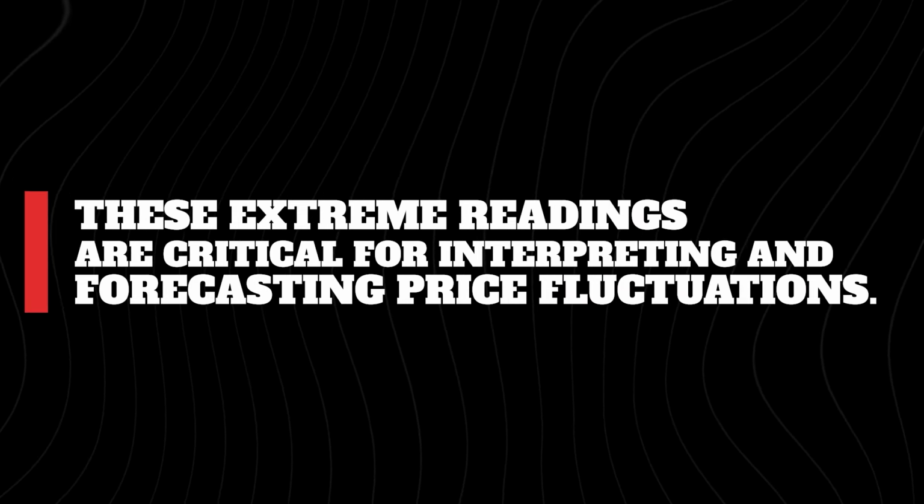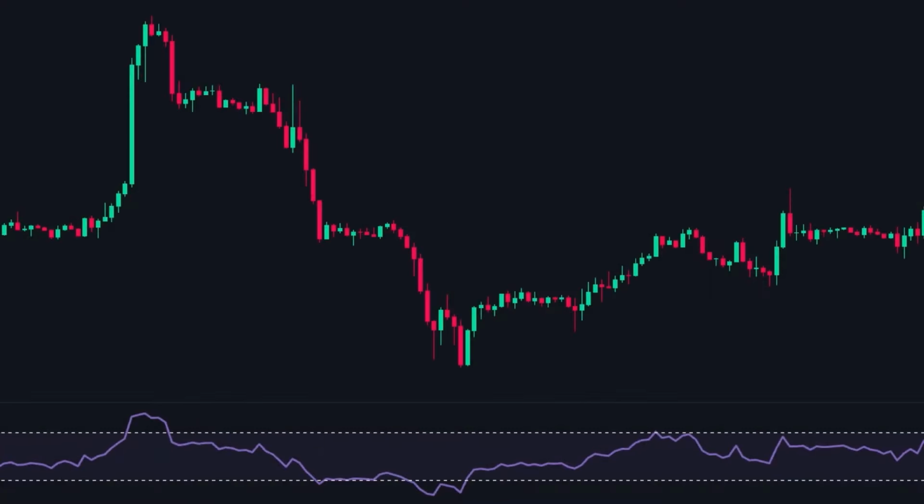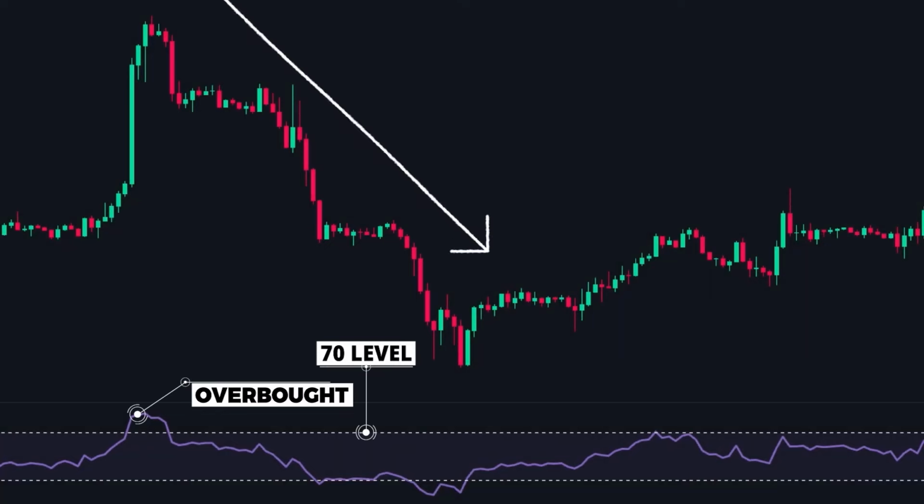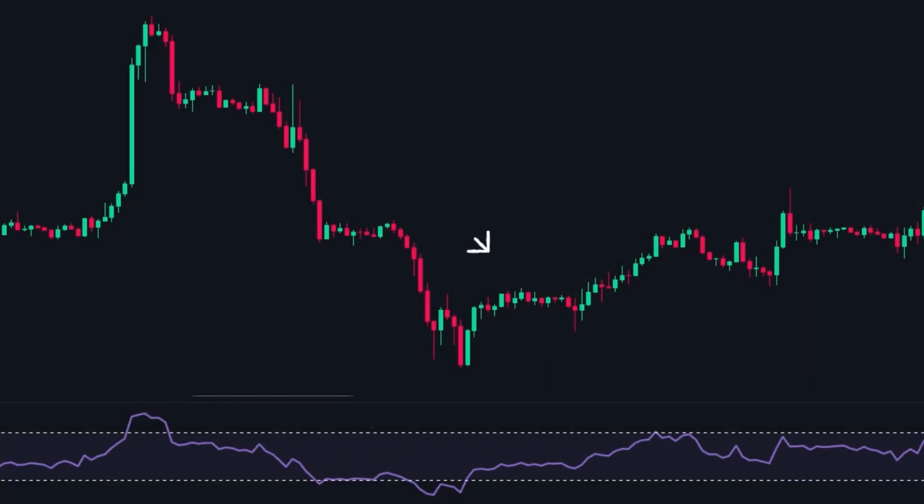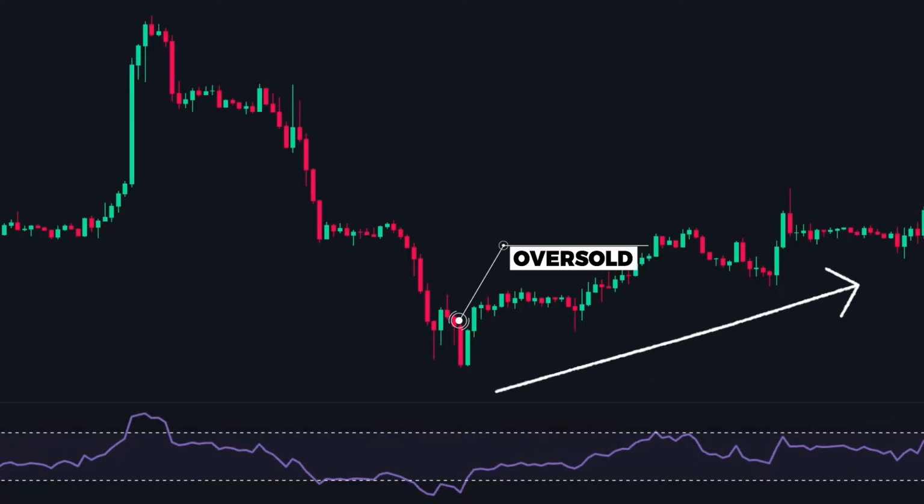These extreme readings are critical for interpreting and forecasting price fluctuations. When the RSI exceeds 70, the price is considered overbought, implying a bearish reversal, or downwards, is likely. When the RSI falls below 30, the price is deemed oversold, signaling a possible upward trend reversal.